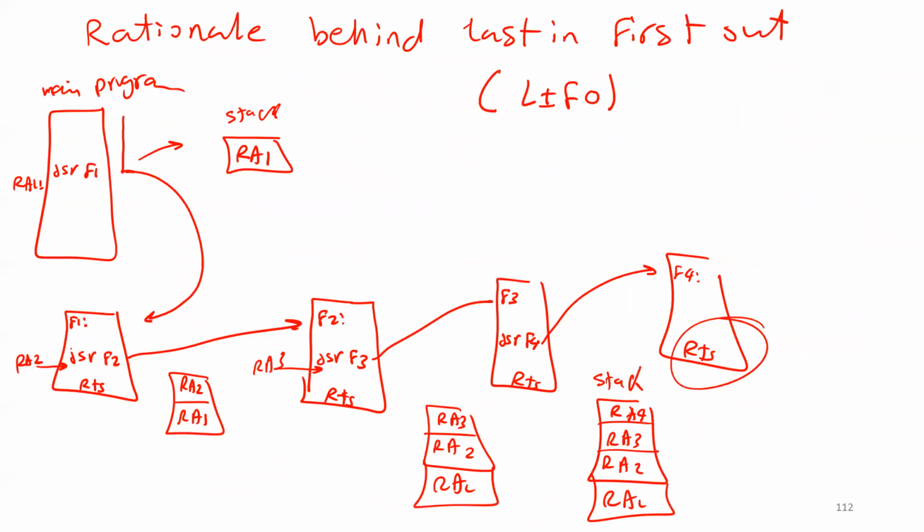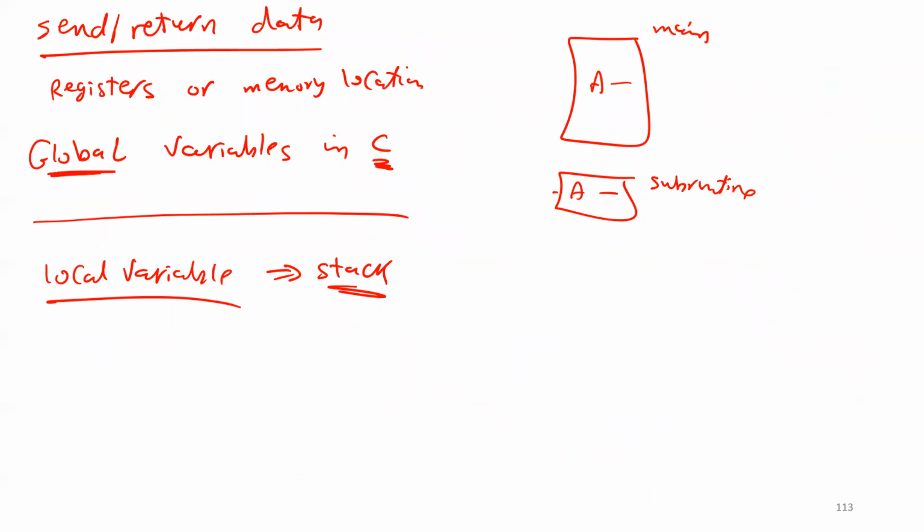Okay. Now, what is left is how you can pass data and how you can return data. I already explained how to call a subroutine and how to return from a subroutine. Now, what if I want to pass an argument, some data? What if I want to return data from the subroutine? How can I do that? There are different ways to do that.